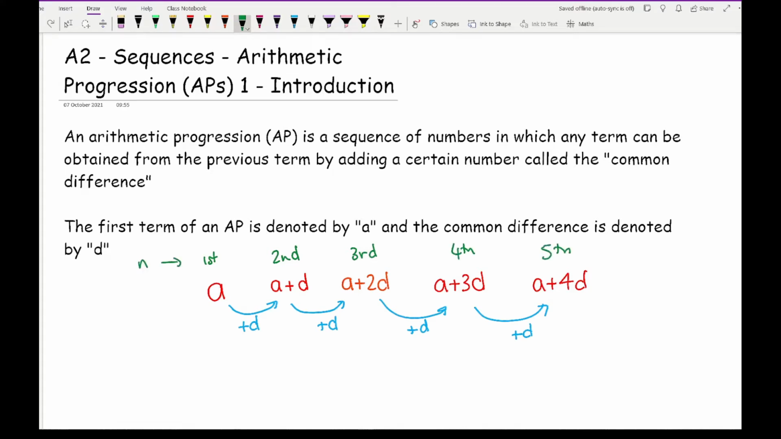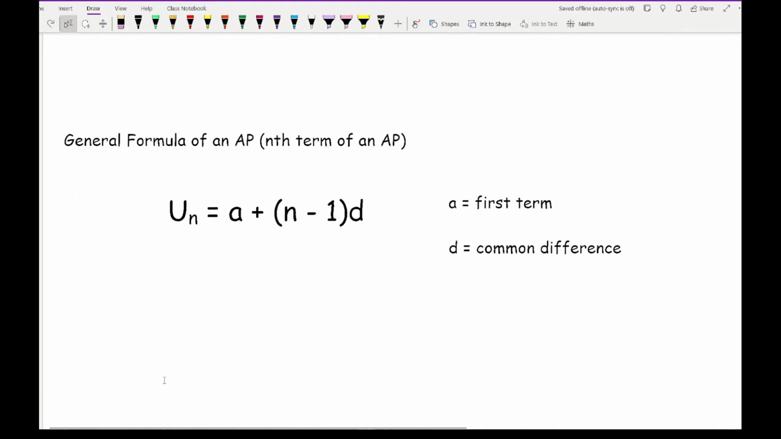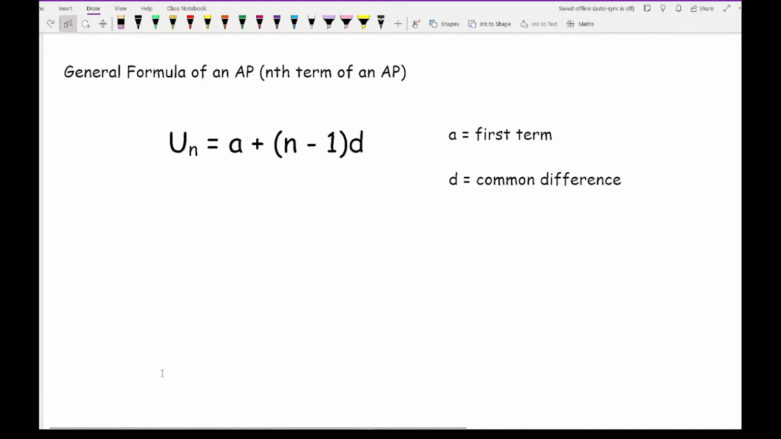One thing that we should be able to spot from this is that the number of D's is always one less than the number of terms. So we're trying to find a relationship between how many D's we've got. In our third term we've got 2, in our fourth term we've got 3, in our fifth term we've got 4. So without doing much calculation, we can see that in our 10th term the formula would look like A plus 9D. Now that allows us to generalize into a general formula for an arithmetic progression, similar to what you may have done in linear sequences with finding the nth term.